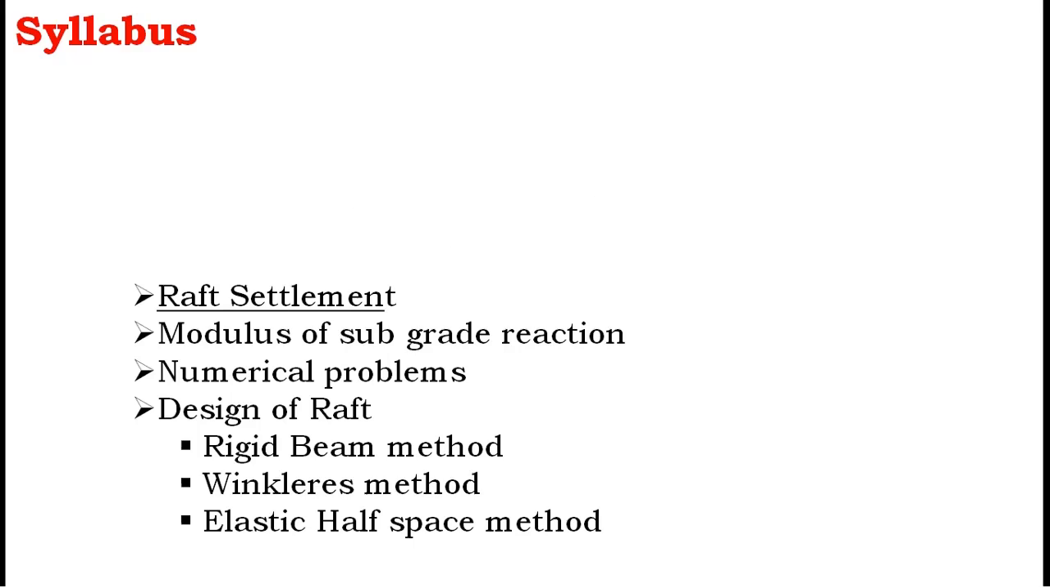Now, raft settlement. I will just introduce it here. In UG also you have studied the settlement chapter. There are three types of settlement: immediate settlement, or elastic settlement as we call it, the second one is primary consolidation settlement, and the third one is secondary consolidation settlement. All those equations and properties we use there, we use here also, but the allowable settlement will be as per the IS code guidelines, and we will compare against that.